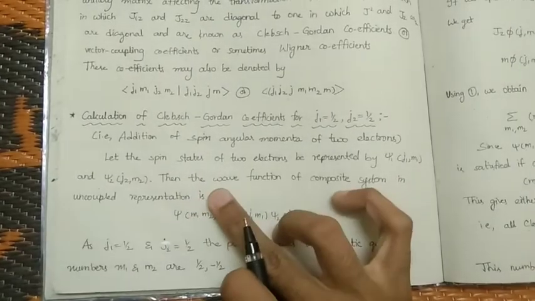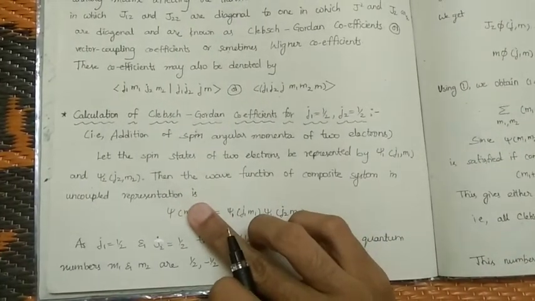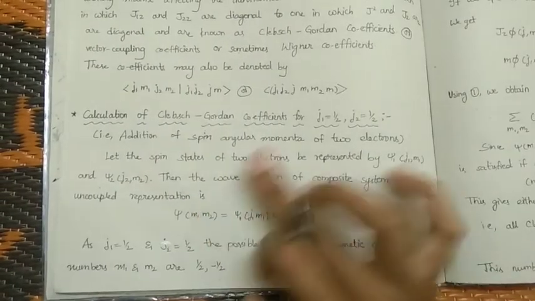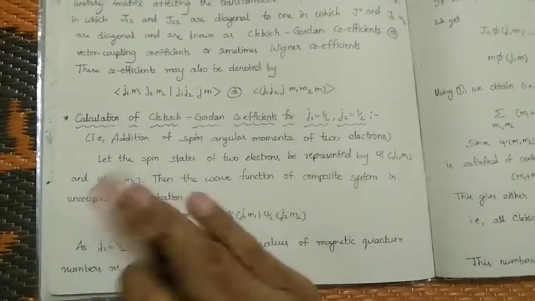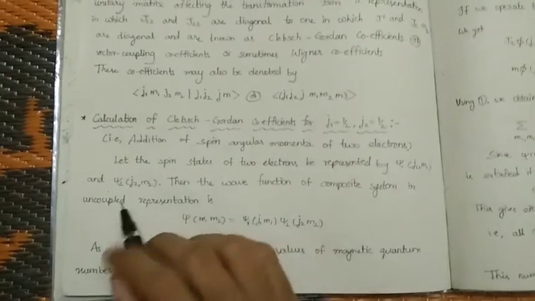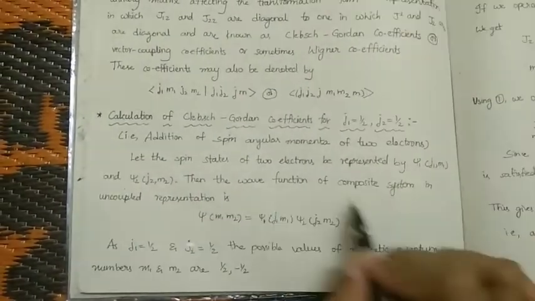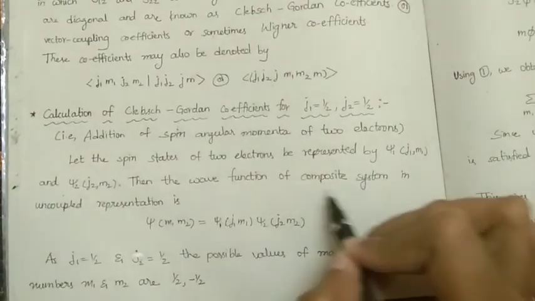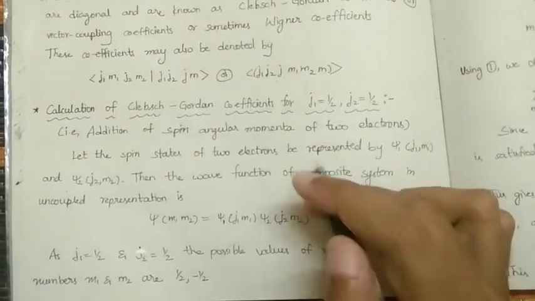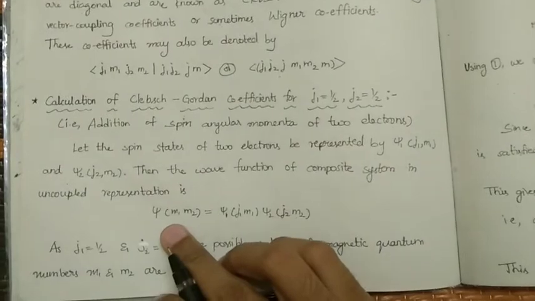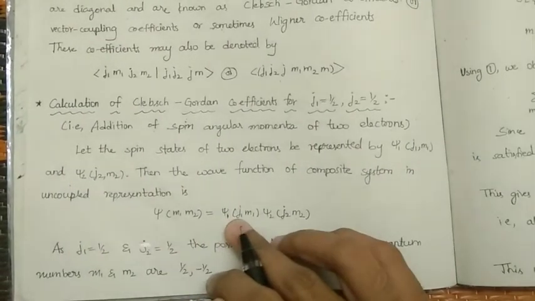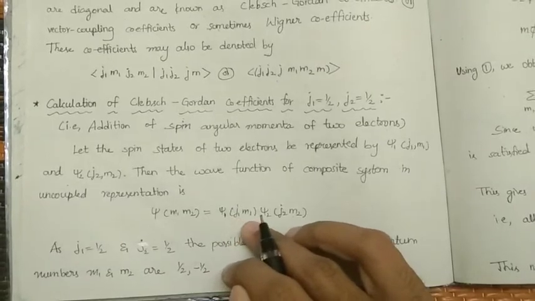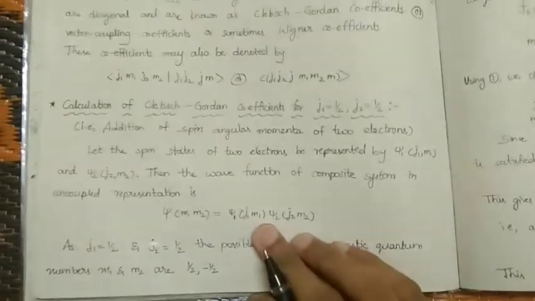Then the wave function of the composite system in uncoupled representation is, so this is the first electron's wave function and this is the second electron's wave function if we consider them individually. So for the composite system, both electrons combined together, the wave function is xi of m1 comma m2 equals xi1 of j1 comma m1 into xi2 of j2 comma m2.